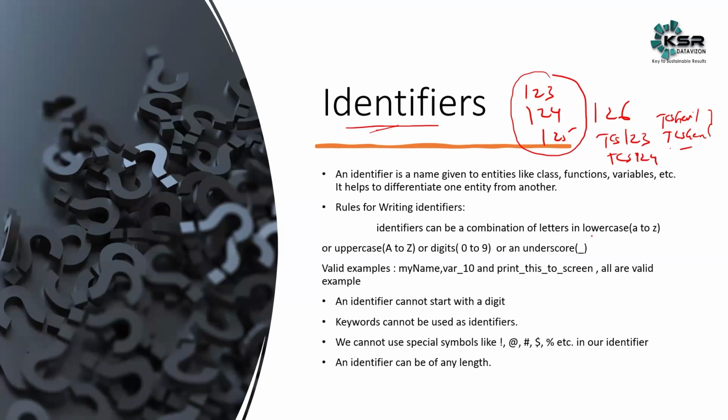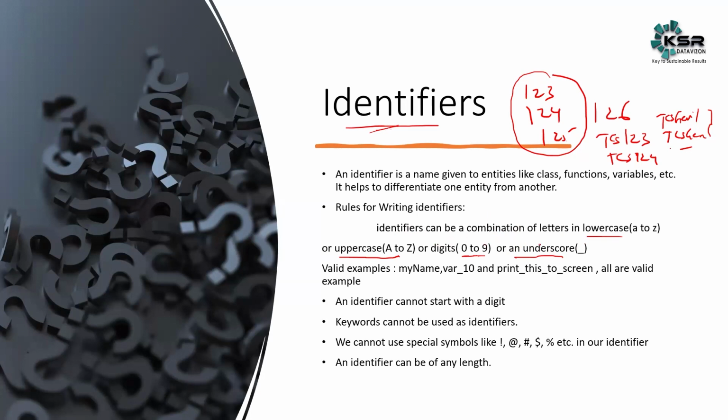The letters could be lowercase, small a to z, or uppercase, capital A to Z, or digits 0 to 9, or an underscore. So an identifier is a combination of these 5 different ways. There is no need to use all the combinations. You can use either one combination, or more than one combination, or you can use all 5 combinations also.